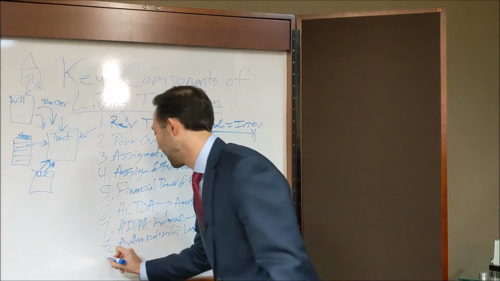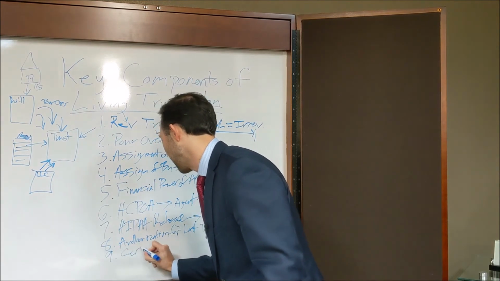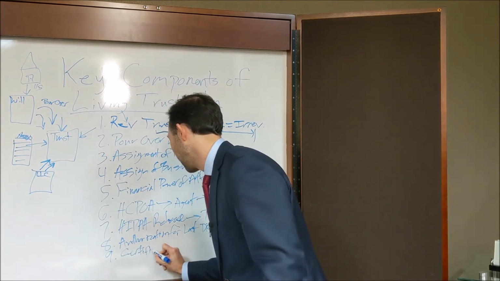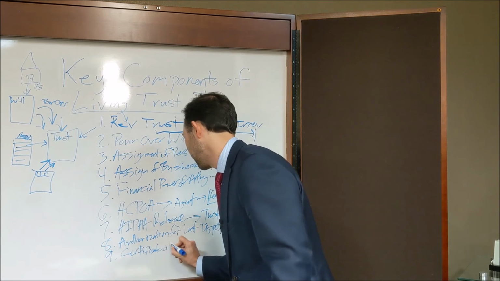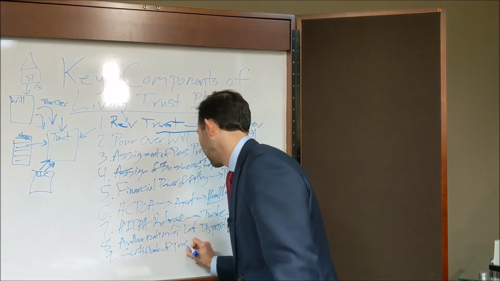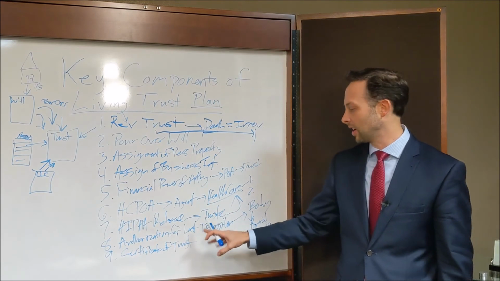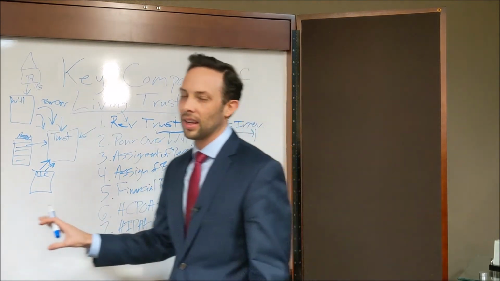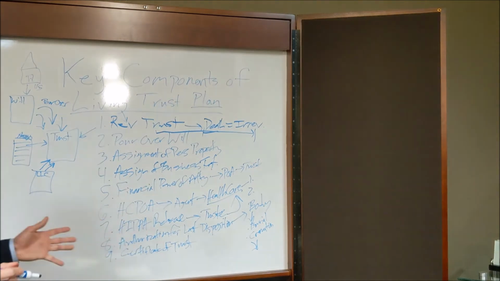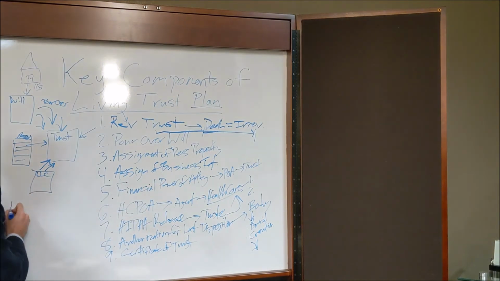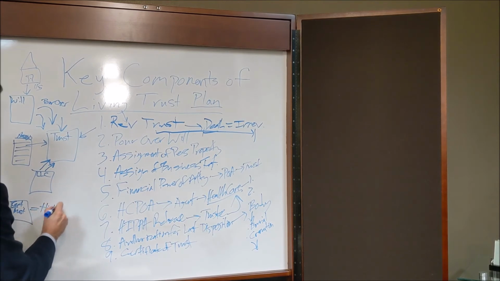Okay, number 9. This is something I do at my office. It's called a certificate of trust, and this is really for the clients to make it easy to manage your trust. This is a 3 to 4 page short document that's basically like a crib notes version of your trust. So the certificate of trust gives the bank and financial institutions the highlights of your trust.